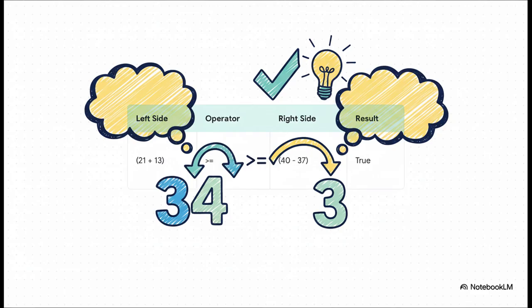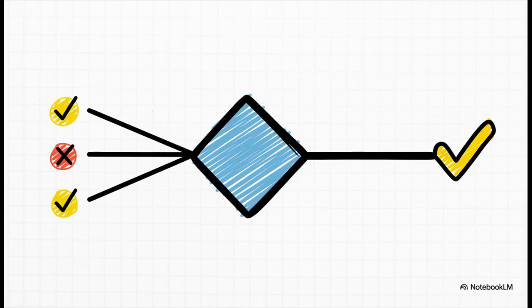And check this out, expressions can be nested inside other expressions. Before Python can even do the comparison here, it has to solve the little math problems on each side. First, it does 21 plus 13 to get 34. Then it does 40 minus 37 to get 3. Only then does it ask the final question, is 34 greater than or equal to 3? And yep, that's true.